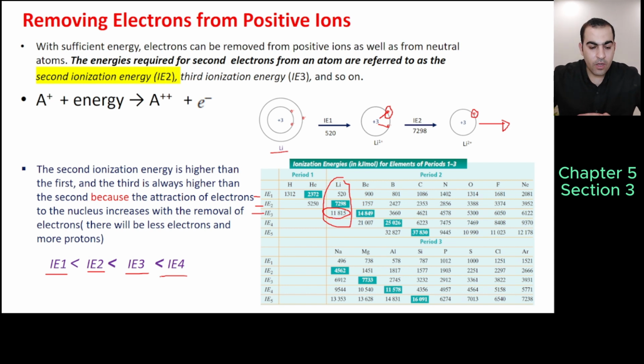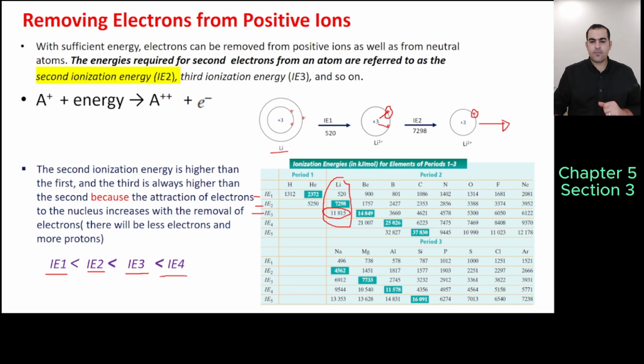Because with the removal of electrons, there will be fewer electrons and more protons, and at that time attraction increases. When attraction increases, we're going to need more energy to remove an electron. Observe, when attraction decreases, ionization energy decreases. When attraction increases, ionization energy increases. When does the attraction increase? Across the period it increases, down the group it decreases.